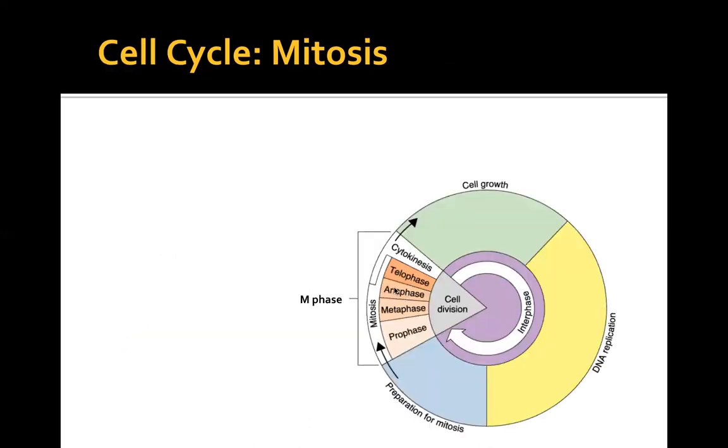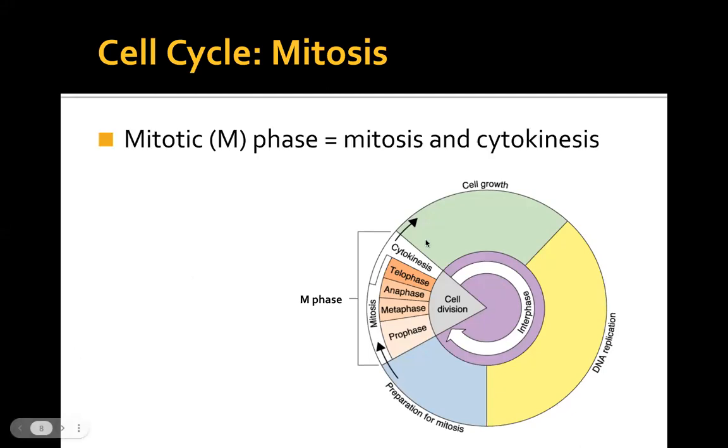I want to remind you that mitosis exists as part of the larger cell cycle process. We had talked about how the cell cycle has interphase, which has G1, S, and G2, and then we have the mitotic phase that includes mitosis, which is what we're talking about here, and also cytokinesis, the actual physical division of the cell itself.